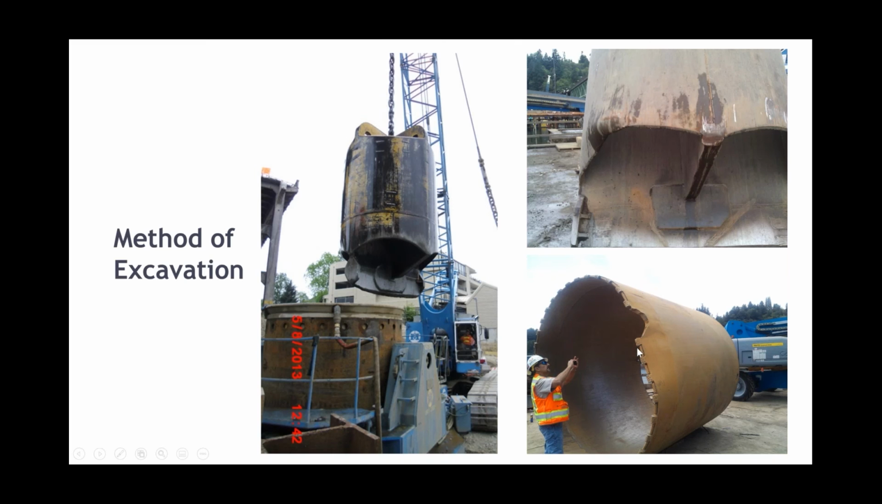When you're dropping it on screaming hard rock, it beats the rock up, but it takes a beating too. The picture on the lower right shows a piece of permanent casing at the bottom that got fouled up. And as we dropped the chisel, it actually busted that 2.5-inch wall steel. So tremendous forces we're dealing with.